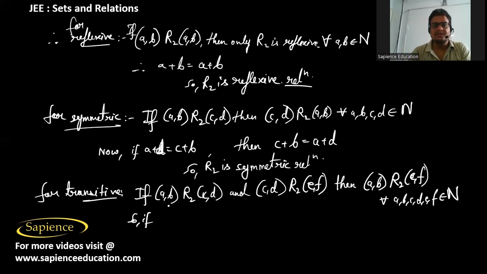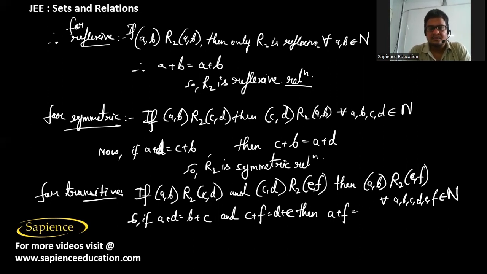So now here you can say that if a plus d is equal to b plus c, and c plus f is equal to d plus e, then we have to find if a plus f is equal to b plus e or not. So if they are the same or not, that we have to find out.